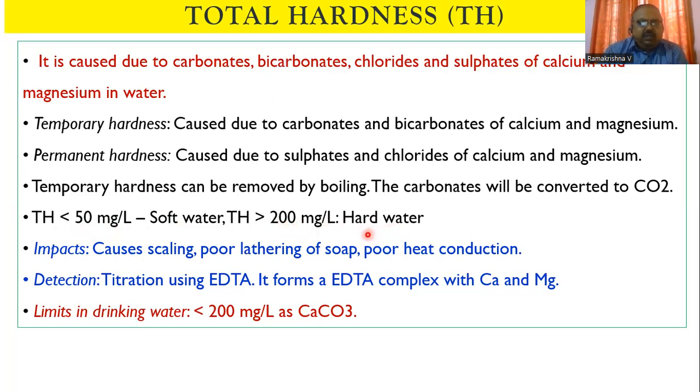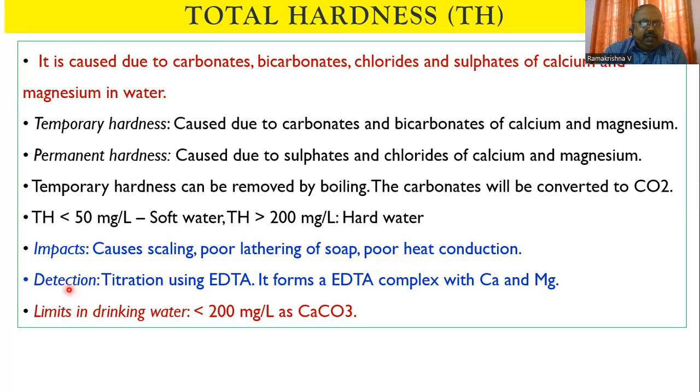What is the importance of total hardness? Because of these salts, they cause poor lathering of soap. And in a boiler, when you are using it for heating purposes, these salts get deposited on the inner walls of the boiler or any container we use, even for domestic purposes. This is called scaling, and because of the scaling, poor heat conduction results.